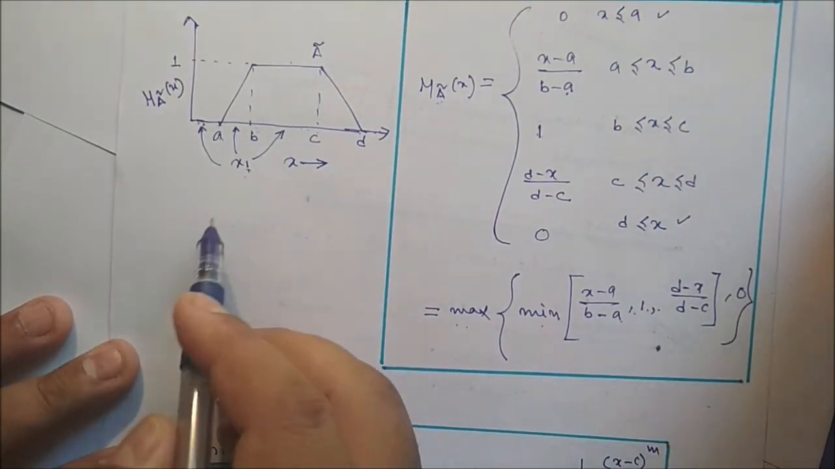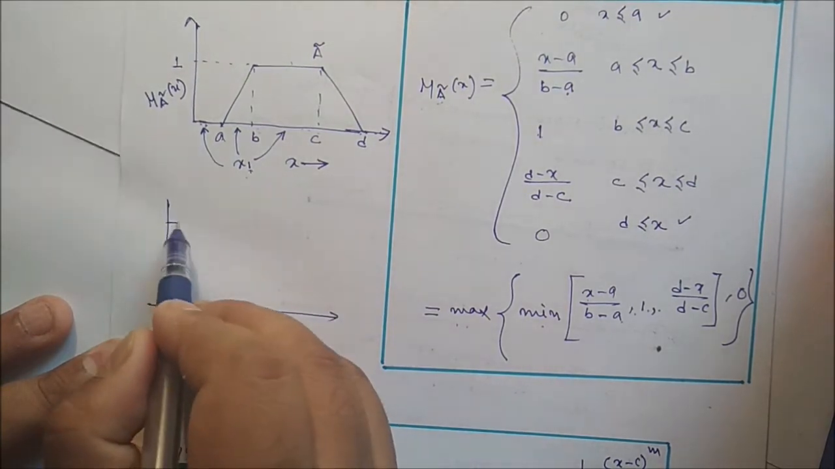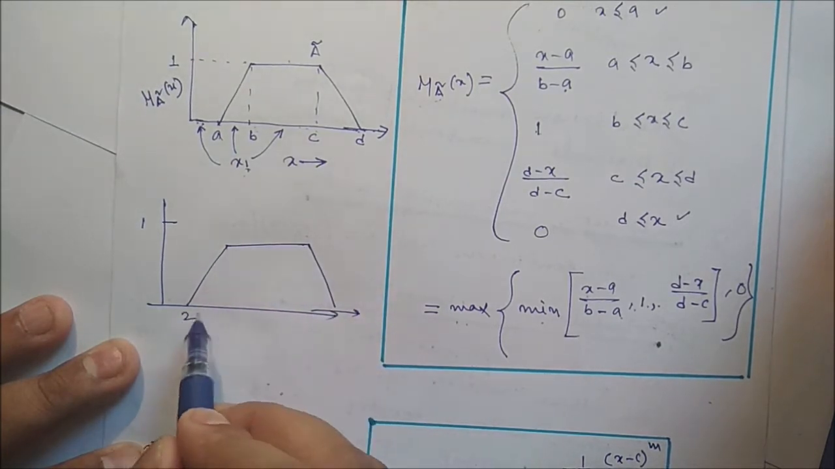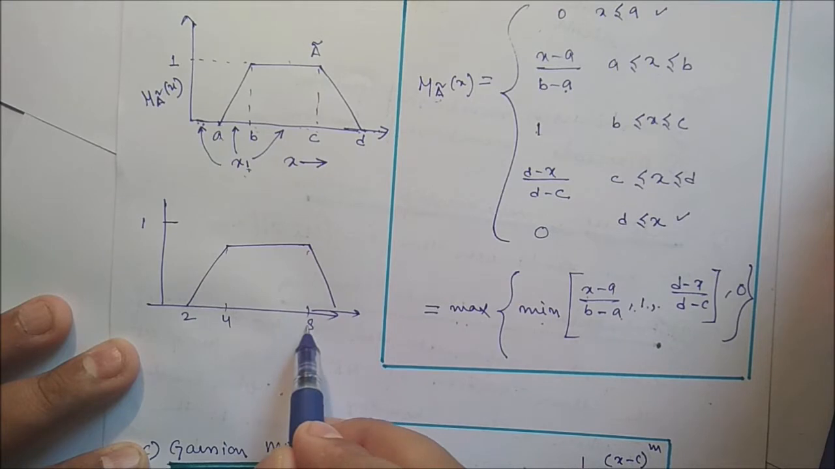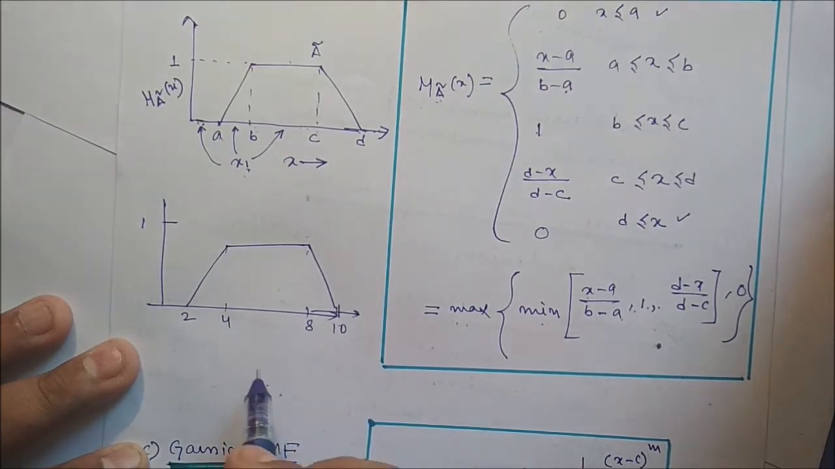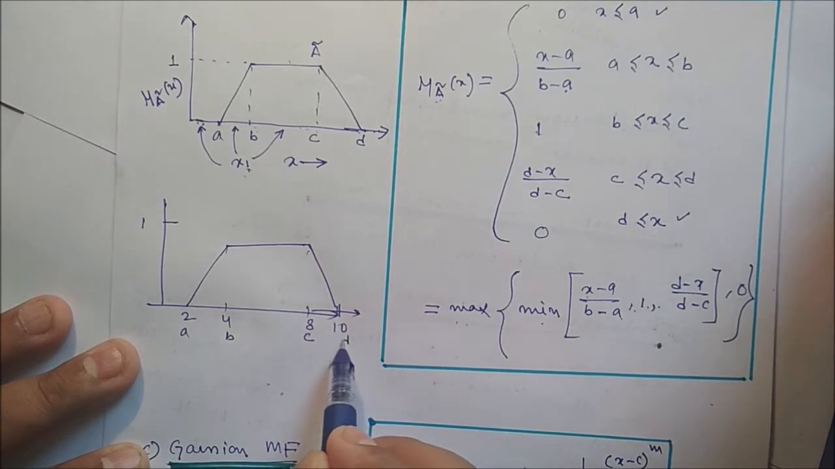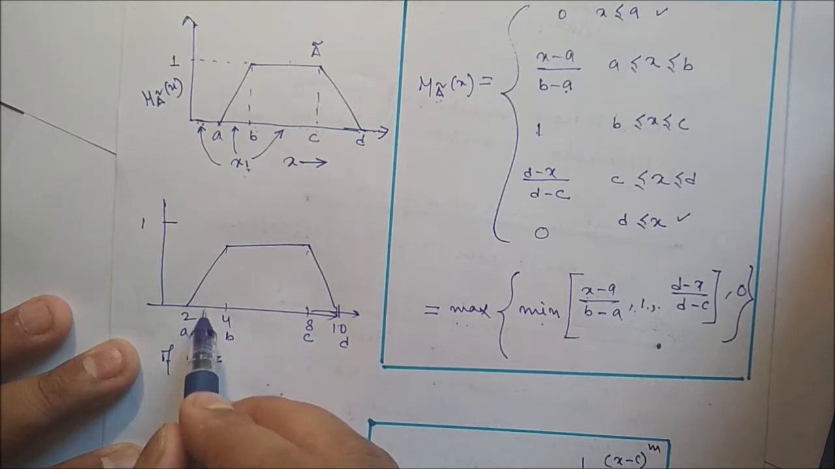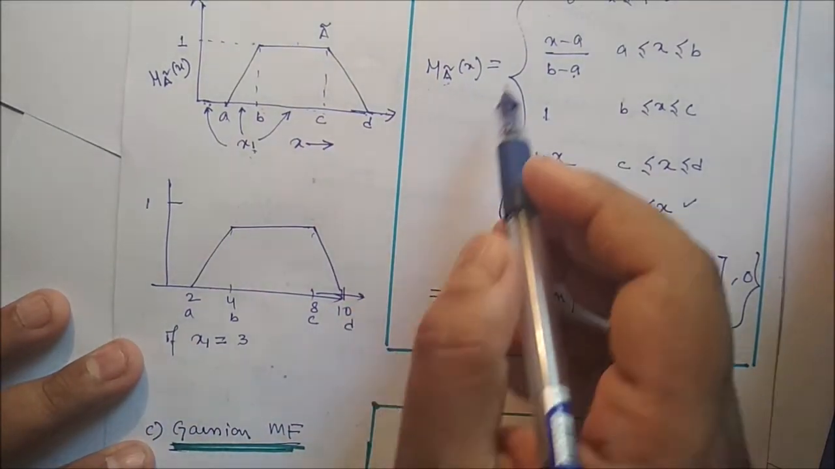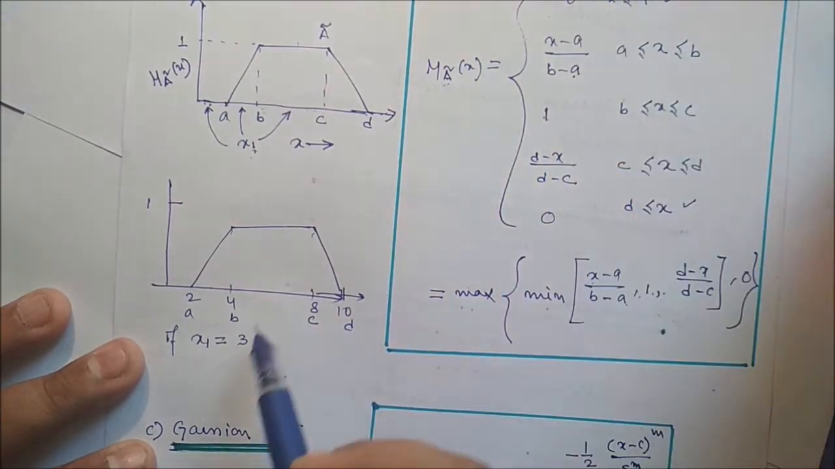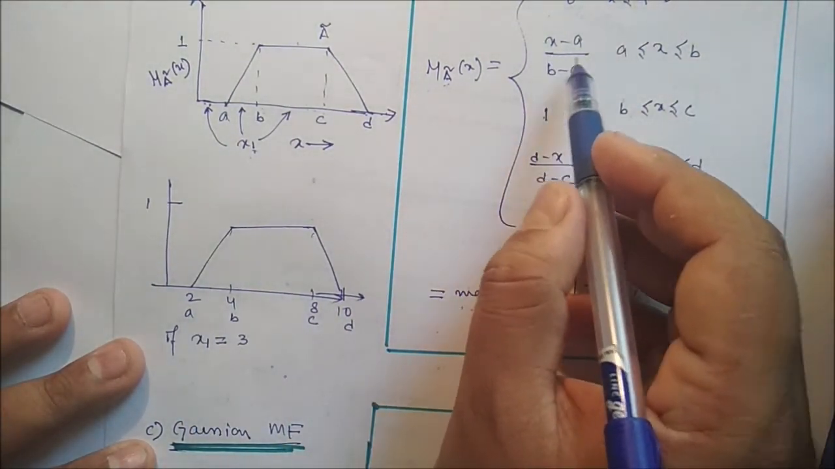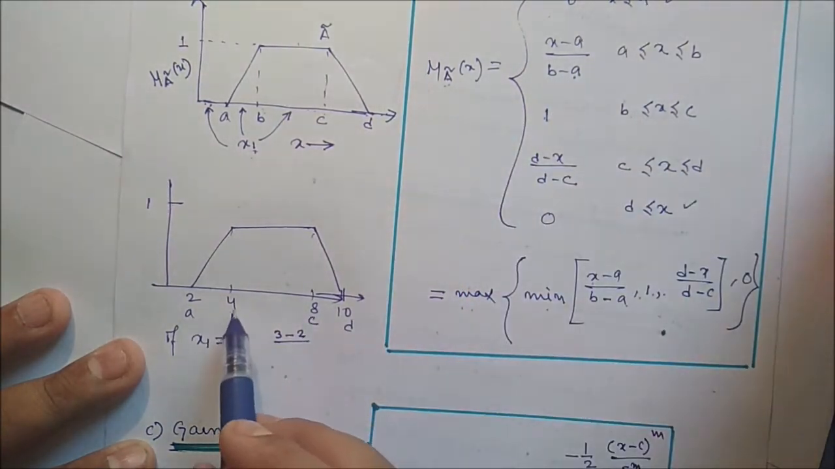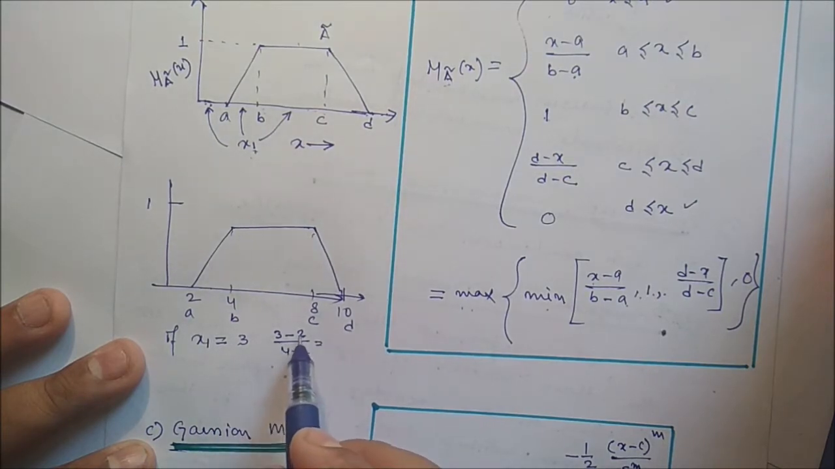Okay, so we can see a simple example. Say the points are 2, 4, 8 and 10. So these are A, B, C and D. If the value of x1 is equal to say 3, somewhere here, what should be the membership value? We can calculate. It is in between A and B, so we have to apply this particular formula. So x1 is 3, 3 minus A, that is 2, divided by B minus A, so 4 minus 2.